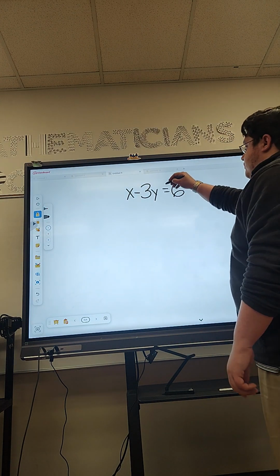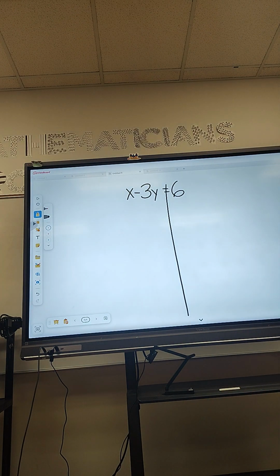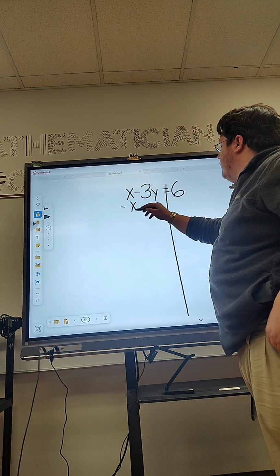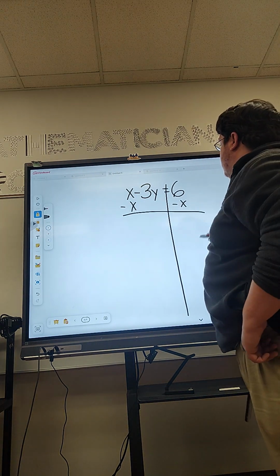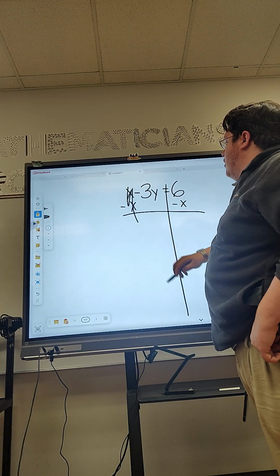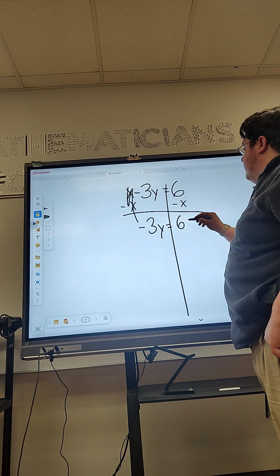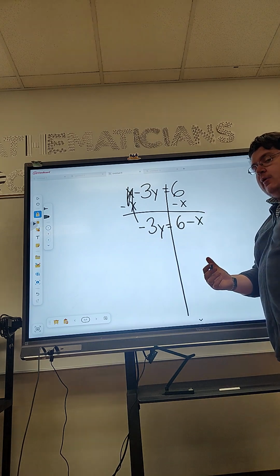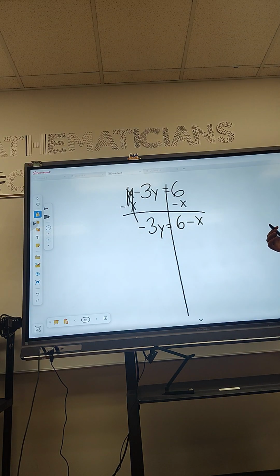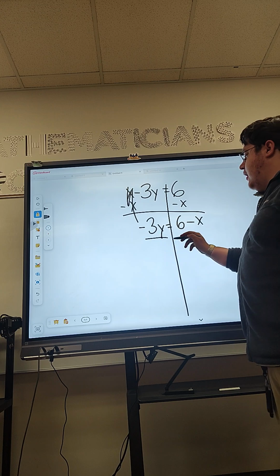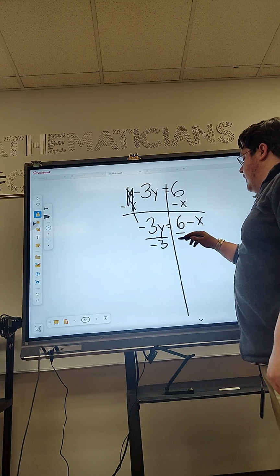Here we go. Add or subtract the number without the y first. So I'm going to subtract x on both sides. Bing, bing, boom, they're gone. Gives me negative 3y equals 6 minus x. Again, don't force it. Just write down what it says. Then you divide everything by that negative 3.